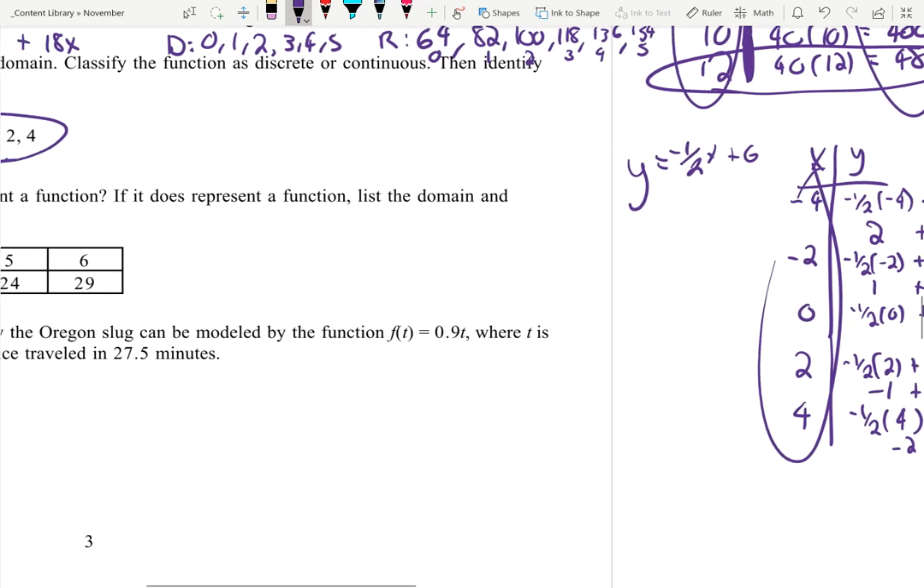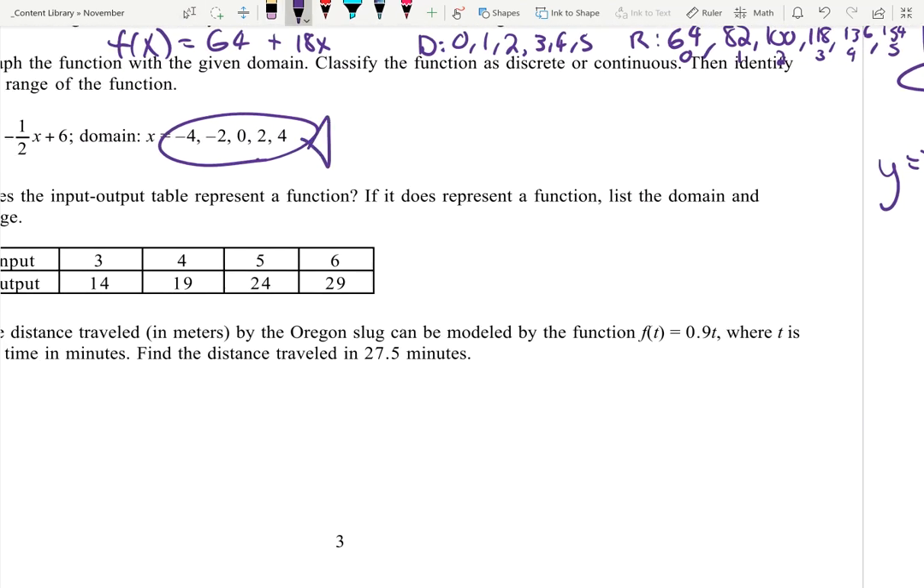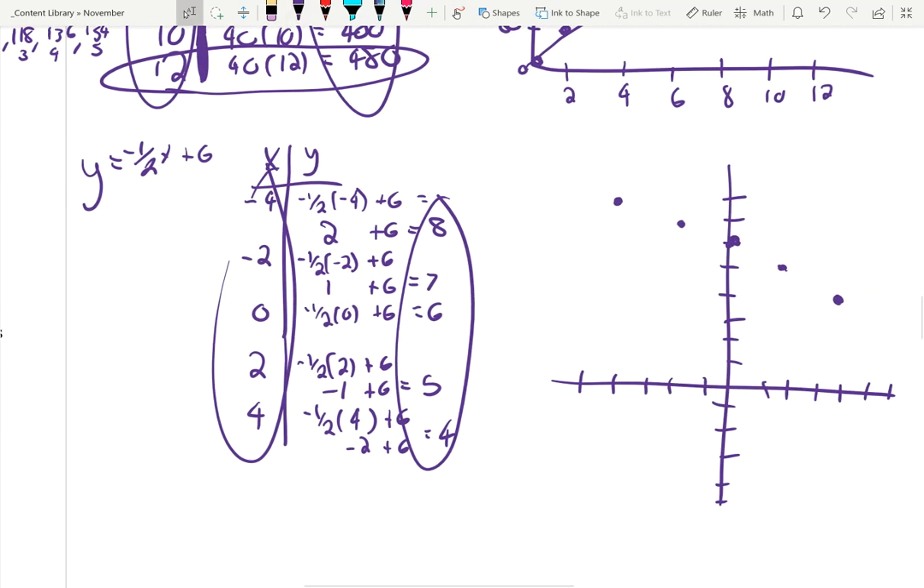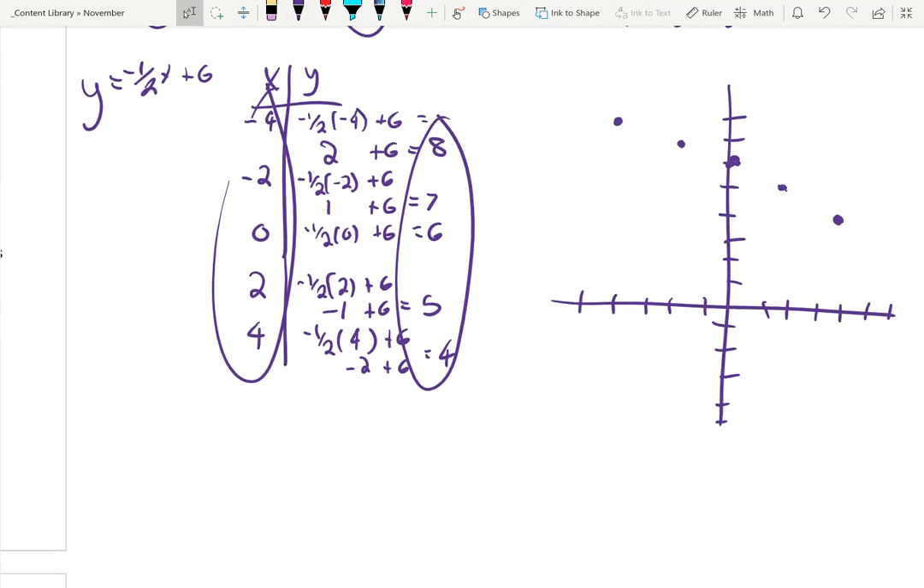And again, our domain that was given to us is a discrete domain. So we do not draw a line, and our range is 8, 7, 6, 5, and 4. So our domain was those values, and our range was those values, 8, 7, 6, 5, 4. Or you can just say 4, 5, 6, 7, 8.